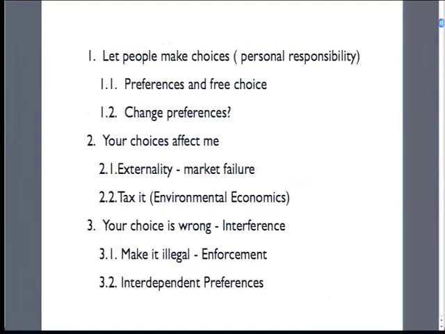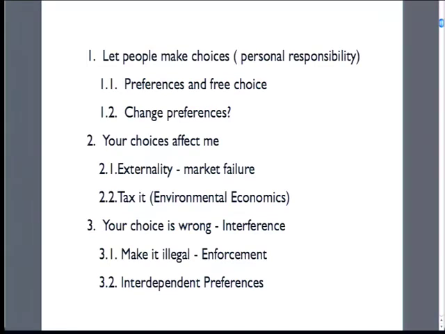So within that, there's an area of how one set of people's choices or one person's choices are going to affect other people's choices. And I just divided this into three basic areas that we can think about when we move into environmental economics. The first is, let everybody make their own free choice. Personal responsibility, free choice. Everybody has preferences, everybody makes free choice. If you want to change people's preferences, you could change their choices. But we're going to let people freely make all their different choices.